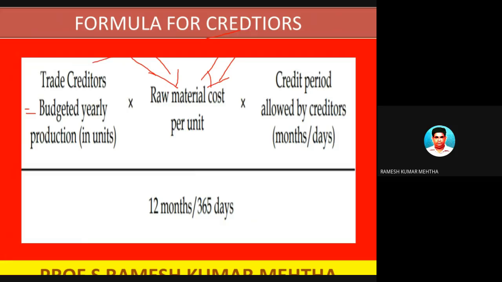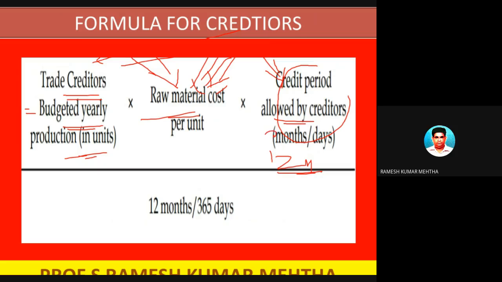So creditors is equal to trade creditors, budgeted for the whole year, that is, number of units sold or number of units produced during the whole year, into raw material cost per unit, because from the creditors we are going to purchase raw material, into credit allowed by the creditors. On similar lines, like debtors have been allowed by us to pay the outstanding amount for credit sales, in the same way for our credit purchases also, the creditors allow us some credit period like 1 month or 2 months or 3 months, something like that.